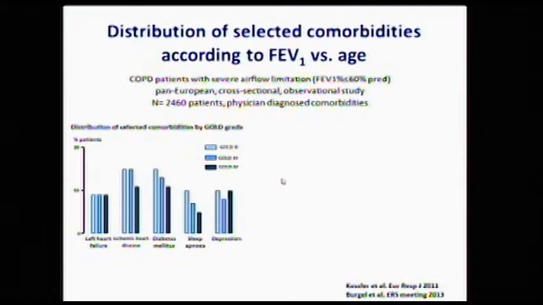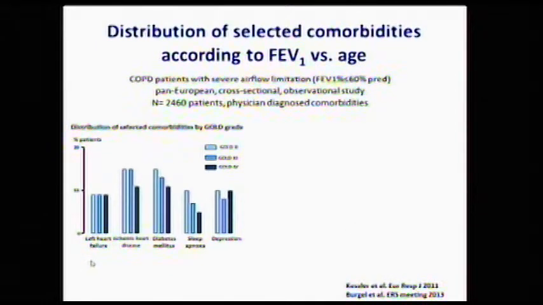So what we tried to do is really to examine the magnitude of the problem in a large cohort, almost 2,500 patients, in a pan-European cross-sectional observational study, which was previously published by Romain Kessler in 2011 in the European Journal. So in this study, they recruited so-called severe COPD patients, which means severe airflow limitation, FEV1 below 60% predicted. And we had physician-diagnosed comorbidities in this study.